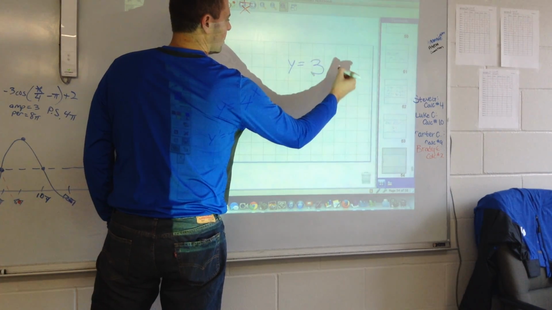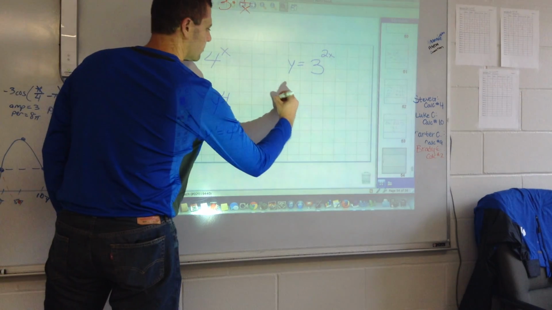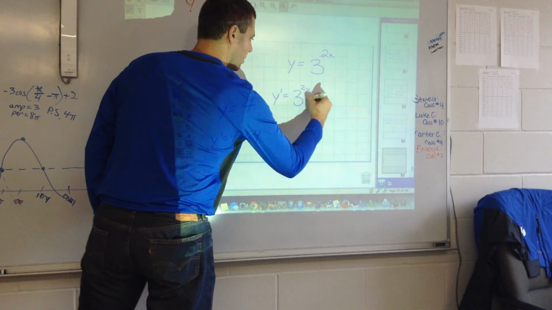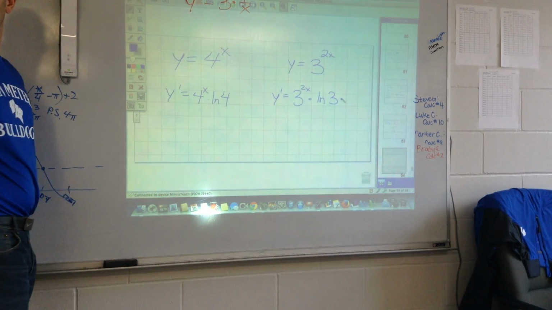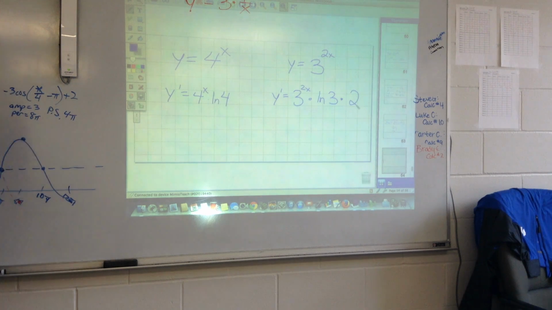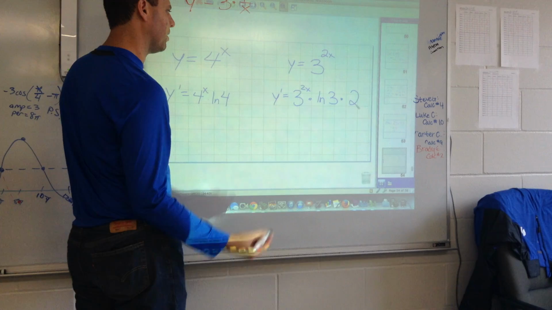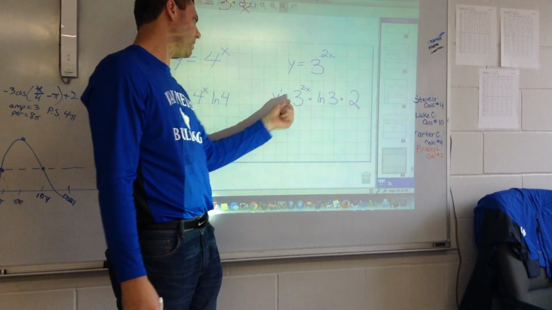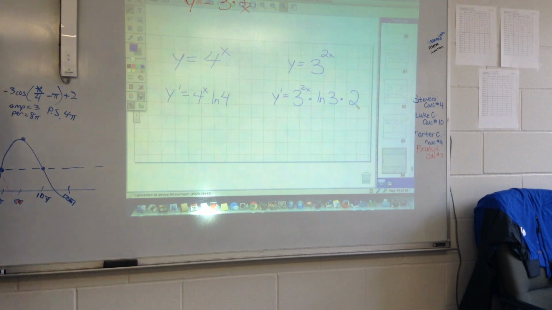y equals 3 to the 2x. 3 to the 2x times the natural log of 3, times 2. Because you're using the chain rule, you still need to do the derivative of that exponent. Honestly, I don't know the best way to write that. None of them really combine into like terms. You could write 2 times 3 to the 2x times the natural log of 3. I'm going to say on that one you'll probably leave it. Any questions on that?